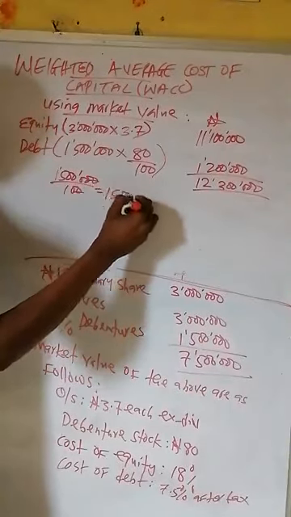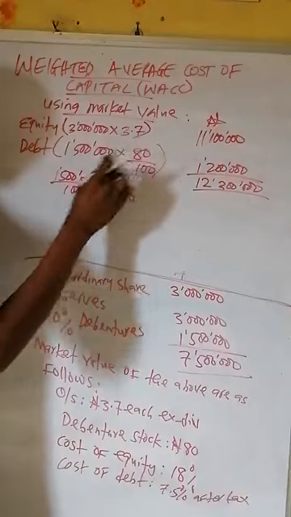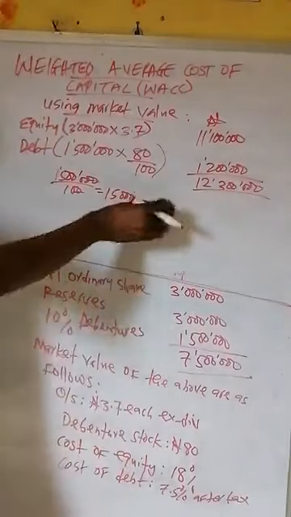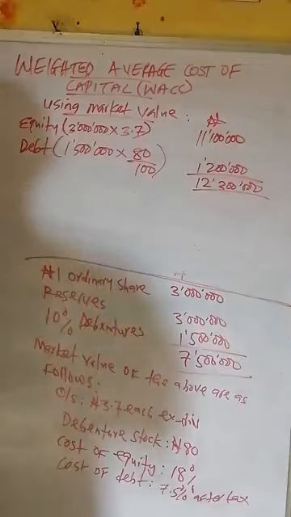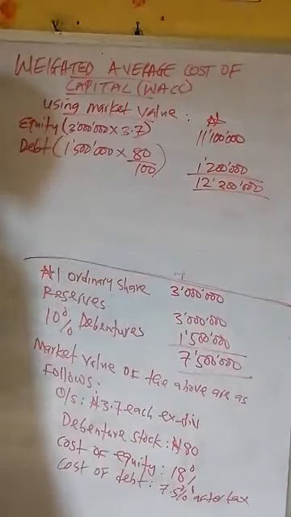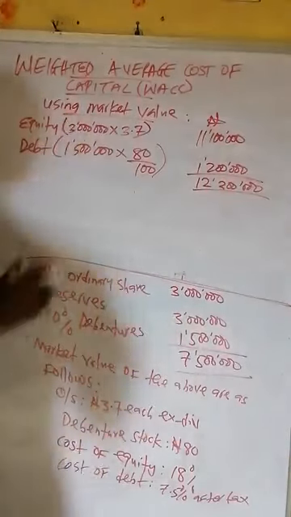15,000. But now multiply the 15,000 by what? By 80. You are going to have 1.2. That's what I'm saying there. Okay, so let's leave it like that. Now we have the value of the company this way. What is now the WACC, the weighted average cost of capital, using market value?